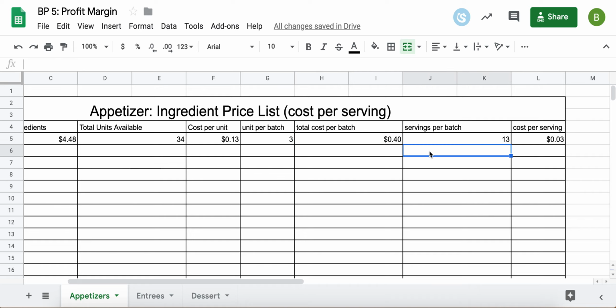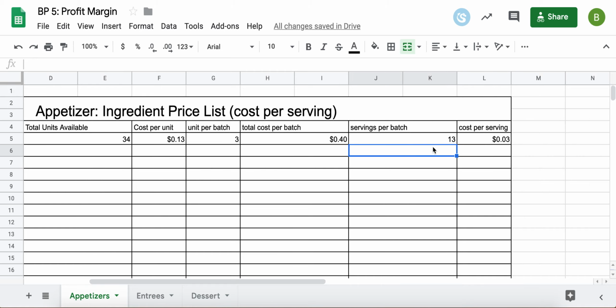Now that we know how much it costs for the batch, we can move on to say how many servings it offers. Let's say for this example you can get 13 servings out of this recipe, and that's where the 13 came from. And what you're doing is taking your cost per serving. The way you find this is by going the total cost per batch divided by the servings per batch, and we found that it's going to be 3 cents per serving of this order.